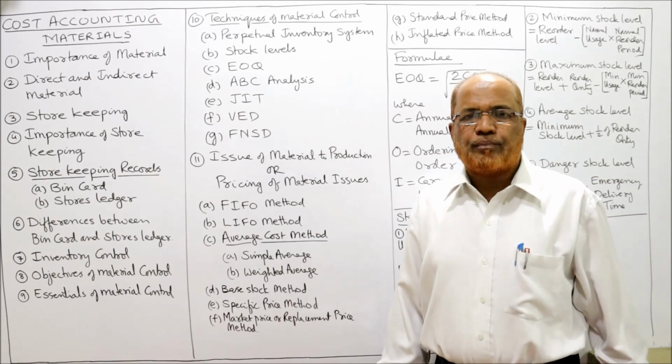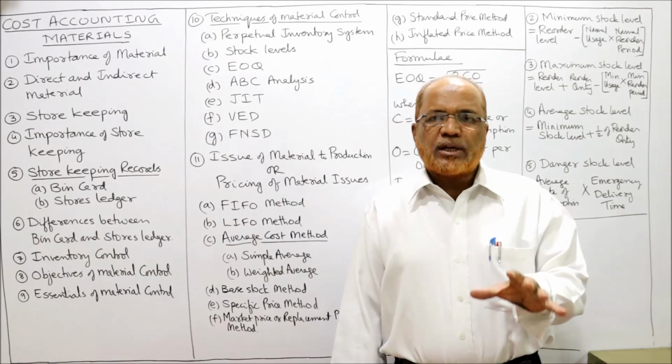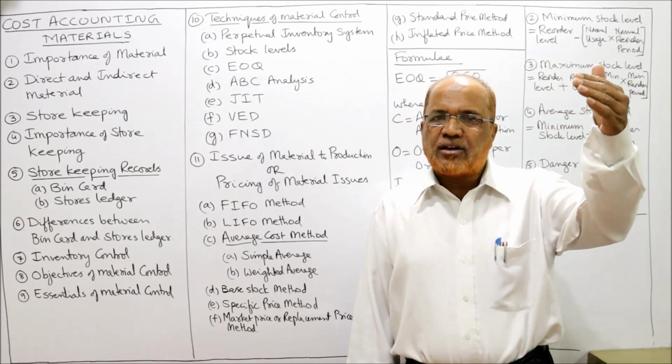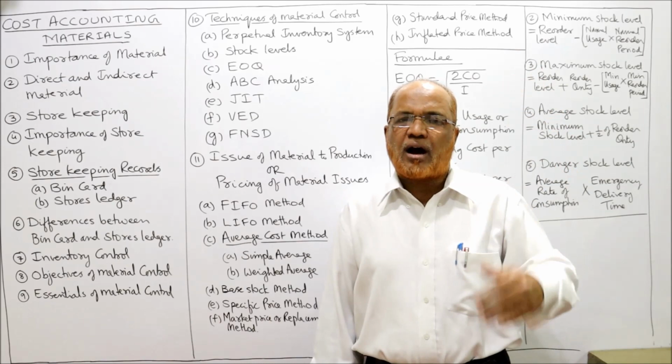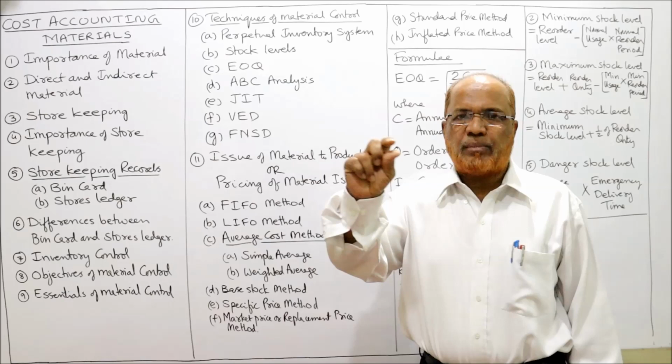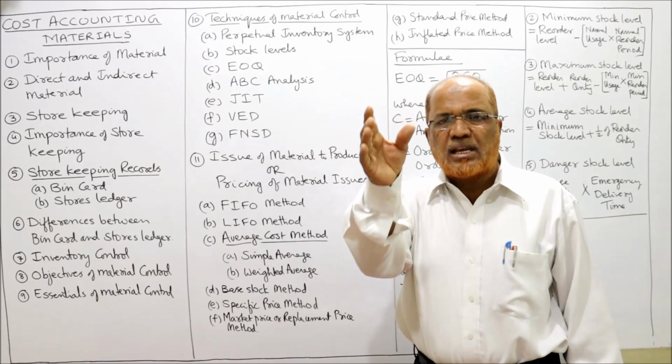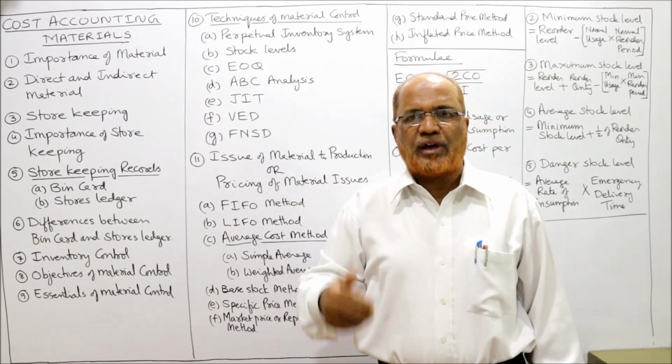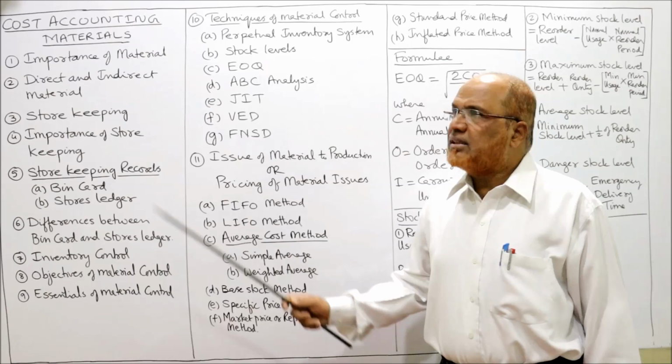Then secondly, stock levels. Storekeeper will keep a card called bin card. The bin card is hung on the rack where material is kept. For every type of material, a separate bin card will be hung. On that bin card, the storekeeper will record maximum level, minimum level, reordering level, average stock level, danger level. All these levels are written on the bin card. So every day the storekeeper has to check what is the present level of every type of stock.